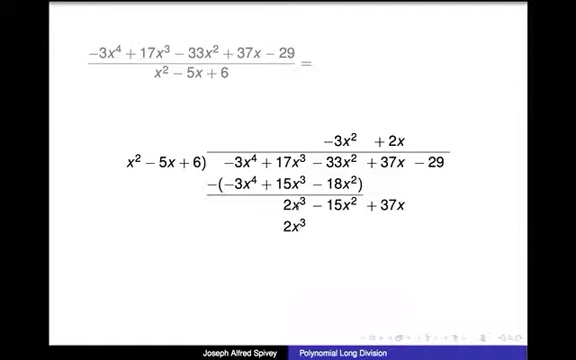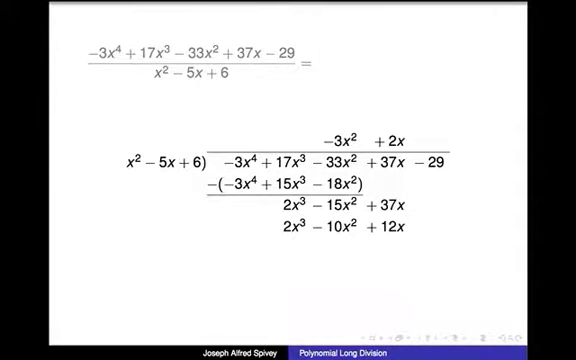This should always work out, and I should always get these first two terms to cancel. If not, I've done something wrong. Okay. I'm going to take 2x and multiply it by negative 5x. 2x times negative 5x is negative 10x squared. Finally, I take 2x times 6, and that gives me 12x.